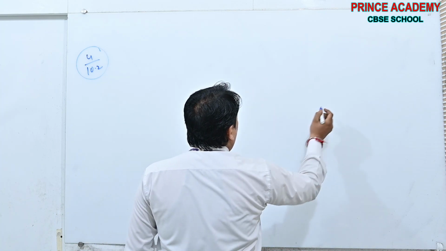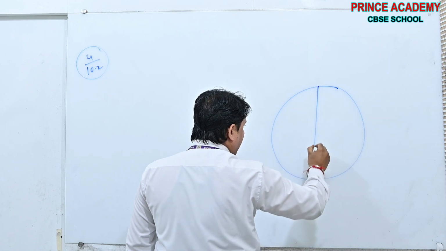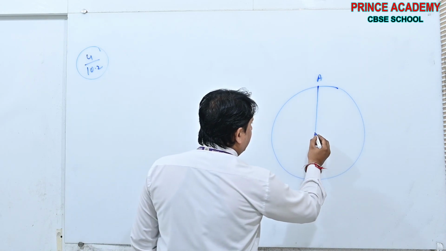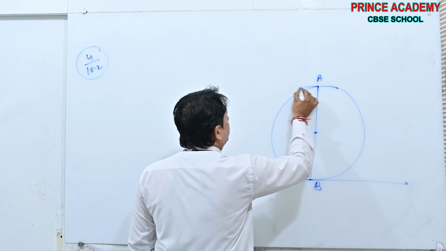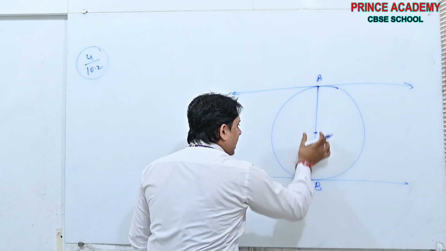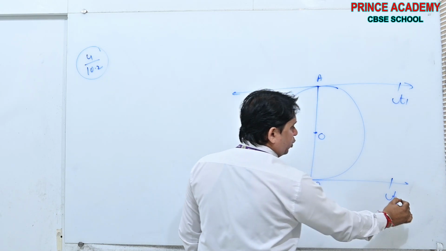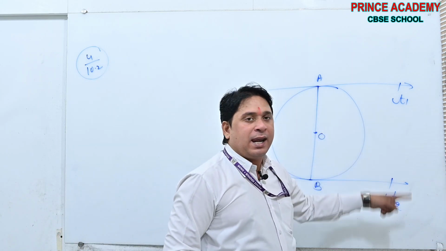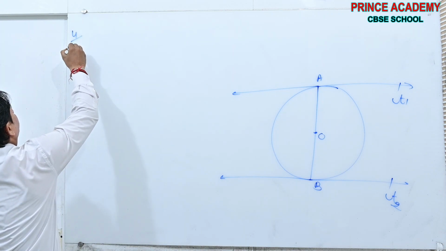See beta, suppose this is the circle and AB is its diameter. Now what we have to prove? We have to prove these two tangents passing through A and B are parallel. AB is the diameter, O is the center. This is tangent 1 and this is tangent 2. Now what we have to prove? We have to prove T1 is parallel to T2. Okay, now I am going to start. This is the fourth question of 10.2.